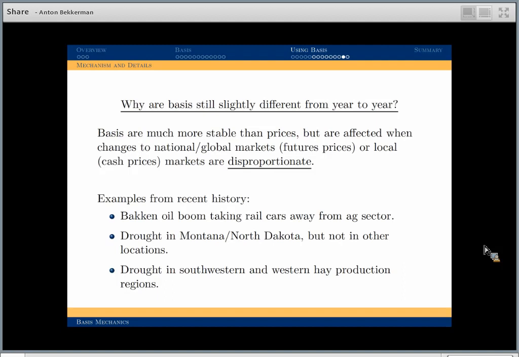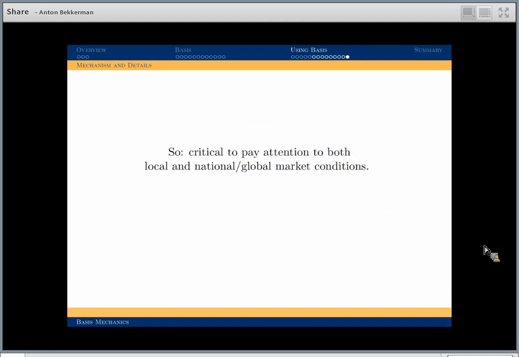So the takeaway from this is that it's really critical to pay attention to both local and global market conditions, because that will give you a sense of what basis might do, whether it weakens, goes more negative, or strengthens, goes more positive, and that'll give you a more accurate way of predicting what your possible price is going to be in the future.